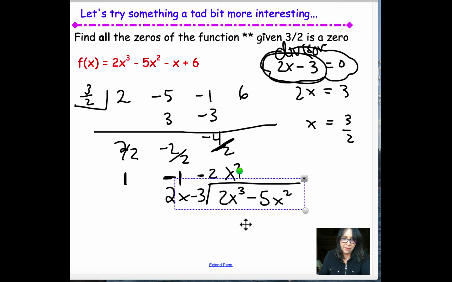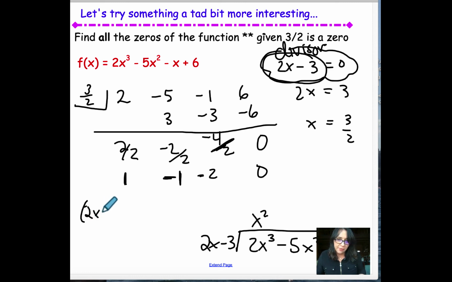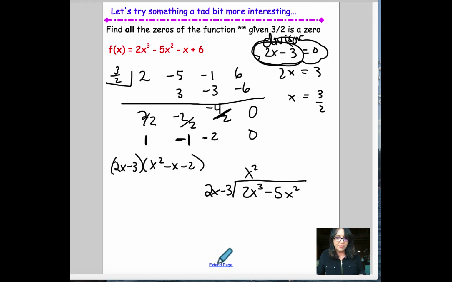Hold on one second. Let me move this. And then that goes there. This goes here. And then negative 2 times 3 is negative 6. Add down, we get 0. 0 divided by 2 is still 0. So what that means is that 3/2, yes, is a zero, which basically means 2x minus 3 does work. So 2x minus 3 times what's left, which is x squared minus x minus 2, which I can still factor to be 2x minus 3, and then x minus 2, and then x plus 1.